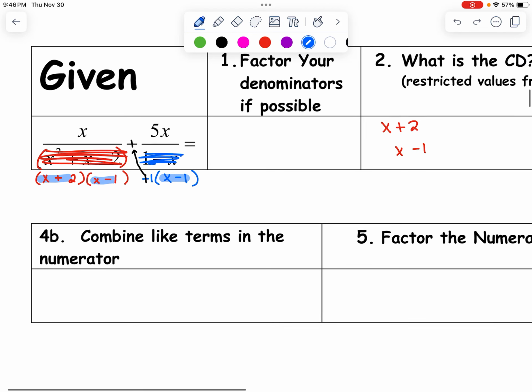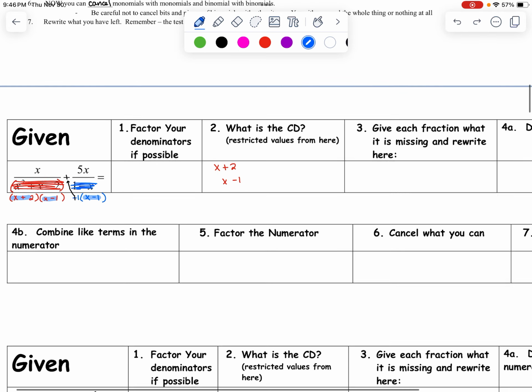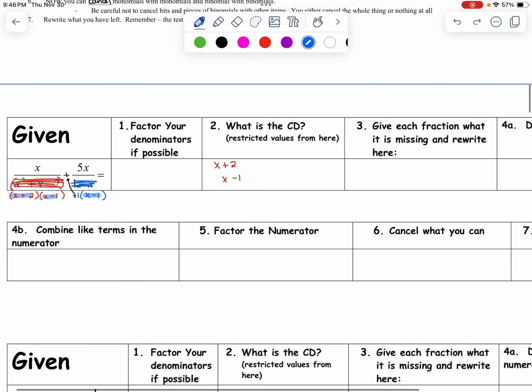Okay, so the common denominator is: they each need an x plus 2, and they each need an x minus 1. Give each fraction what it was missing and rewrite it here. So here's my big fraction bar. That's a good fraction bar, right? Very nice. Now what was my first numerator?